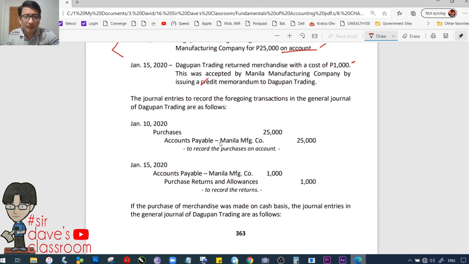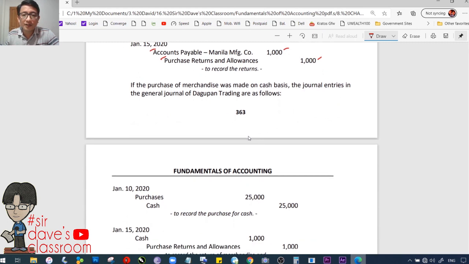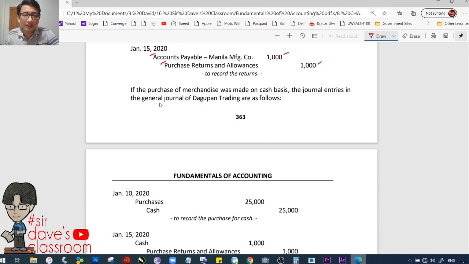January 10, 2020, debit purchases, credit accounts payable, Manila Manufacturing Company. On January 15, nung pinayagan siya na magsoli ng merchandise, the debit was accounts payable, which was previously credited, okay? 1,000 credit purchase returns and allowances. So, tulad ng sabi natin kanina, later on, this credit to purchase returns and allowances would be a deduction to the purchases account item. If the purchase of merchandise was made on cash basis, the journal entries in the General Journal of Dagupan Trading are as follows.